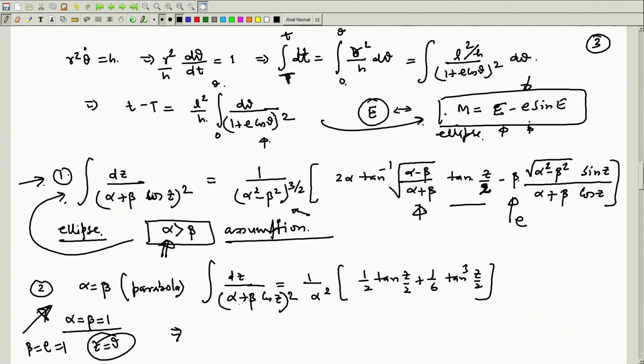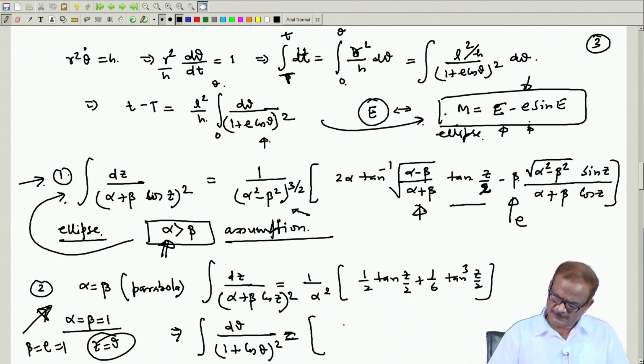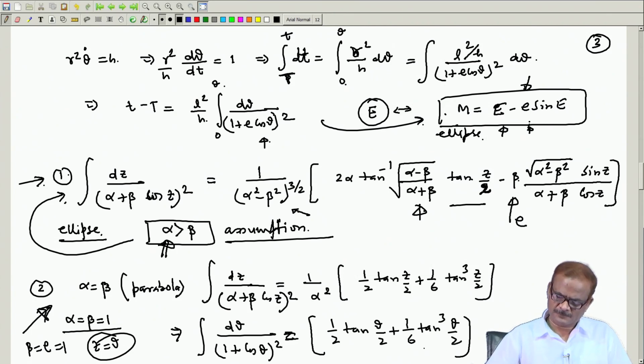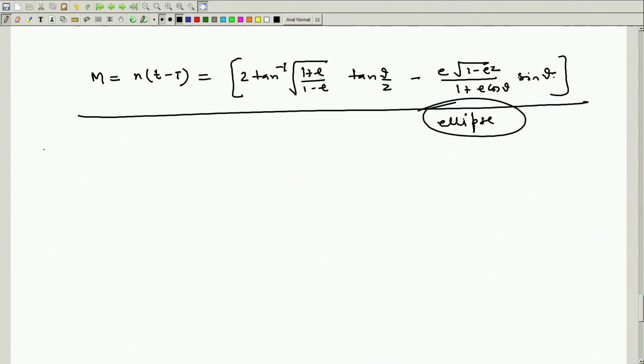Okay. So, if we utilize this, you can see that this gets reduced to d theta divided by (1 plus cos theta) whole square equal to 1 by 2 tan theta by 2 plus 1 by 6 tan to the power cube theta by 2. Okay. So, once this quantity can be written like this, it becomes easy. Therefore, we can take the case of parabola.